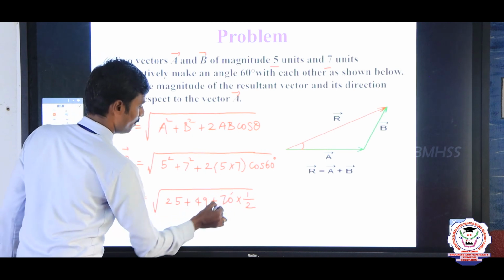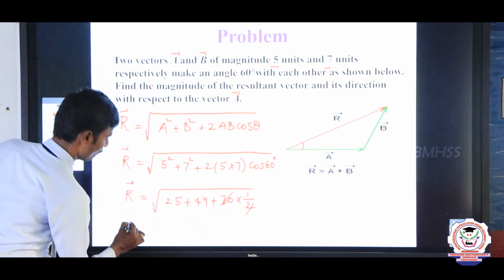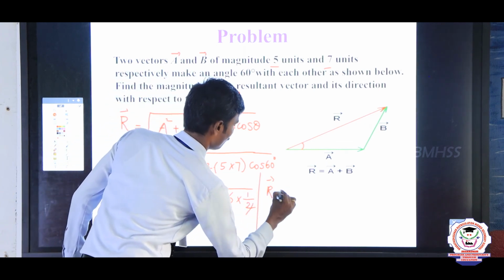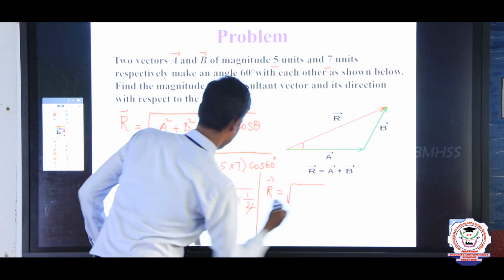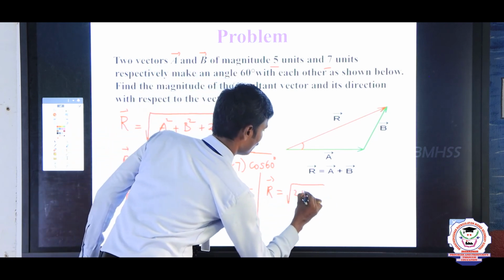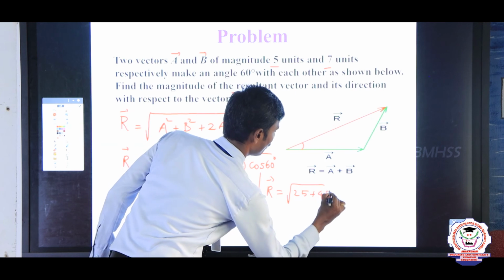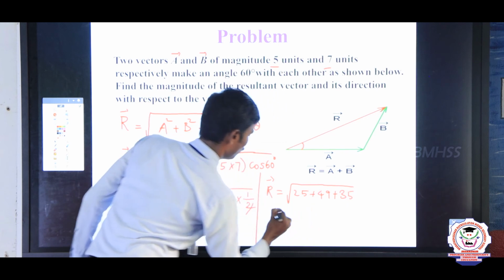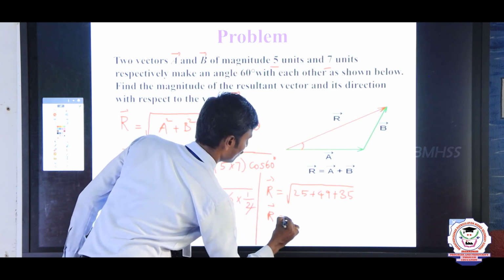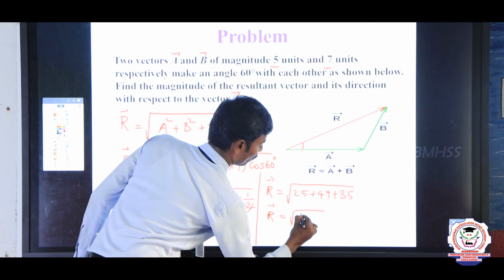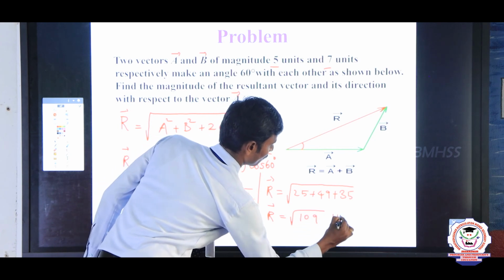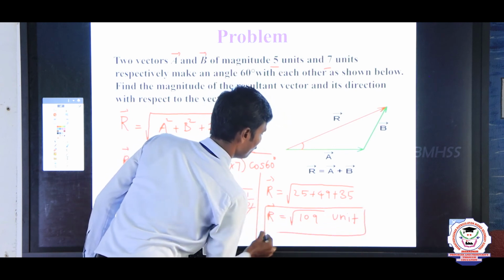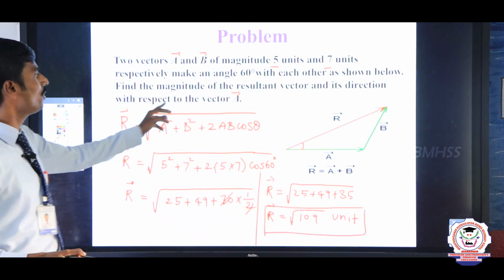So simplify this value: 2 and 2 cancel, remaining term R vector equal to square root of 25 plus 49 plus 35. So adding these three values, we will get the answer square root of 109 units. Okay, this is the final expression. This is the magnitude of the resultant vector.